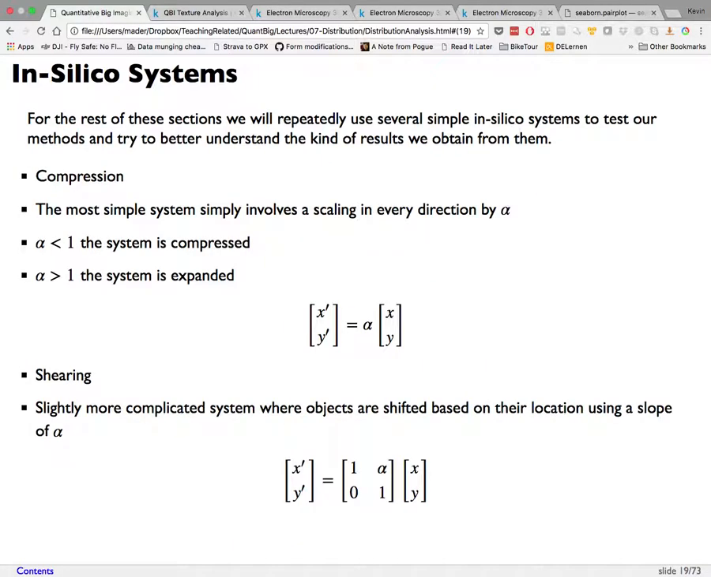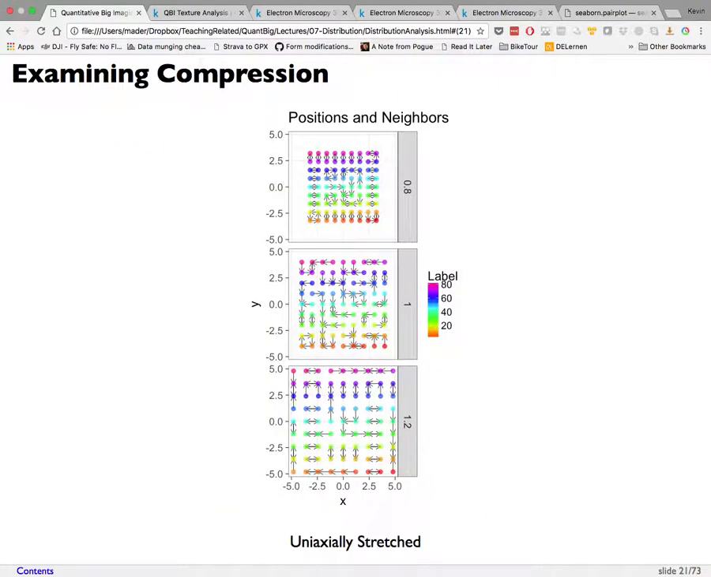These transformations themselves are not important at all. It's just the idea of how can we create a system that we manually make changes to so that you can understand what the parameters actually mean. And so here we have the positions and neighbors for a system under 3 different compressions. This one is where your alpha is 0.8, so all your points are closer together. This one is where your alpha is 1, and so it's this sort of default case. And this is one where you stretch them out.